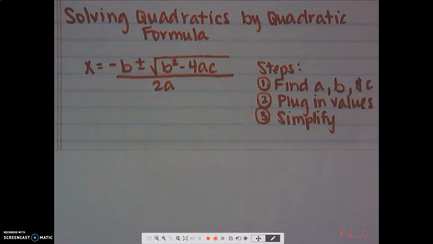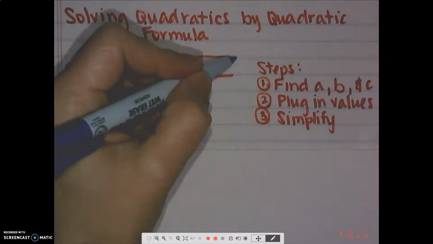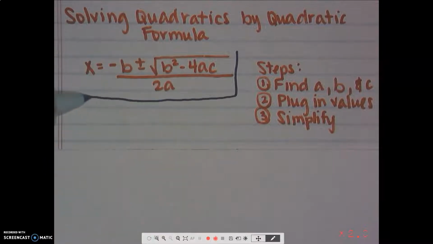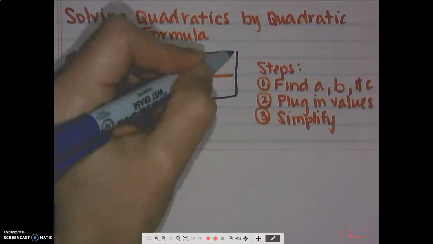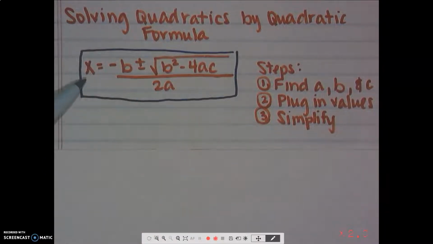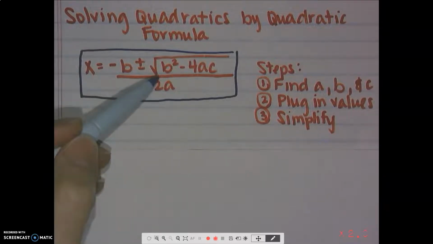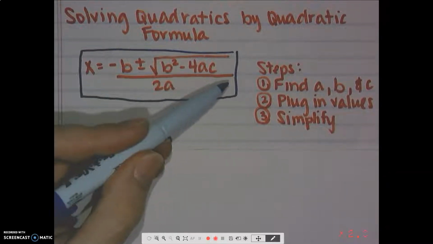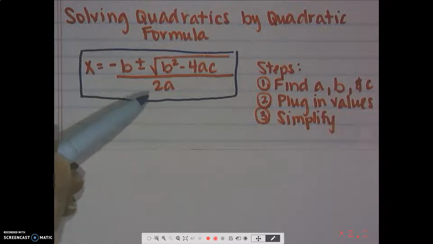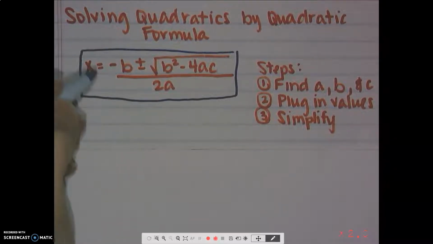Today we're going to be talking about solving quadratics by the quadratic formula. And so this right here is the quadratic formula. It looks like this really crazy formula. It's x equals the opposite of b plus or minus the square root of b squared minus 4ac all over 2 times a. Now this formula will be given to you, so just keep that in mind.